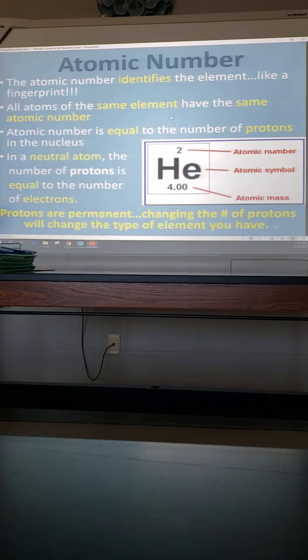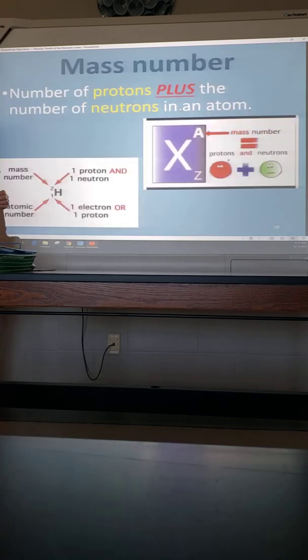So protons are permanent. Changing the number of protons will change the element you have. Protons are permanent. I'll try to exaggerate that. There we go. Protons are permanent. It's like the fingerprint. It identifies the element you're dealing with.